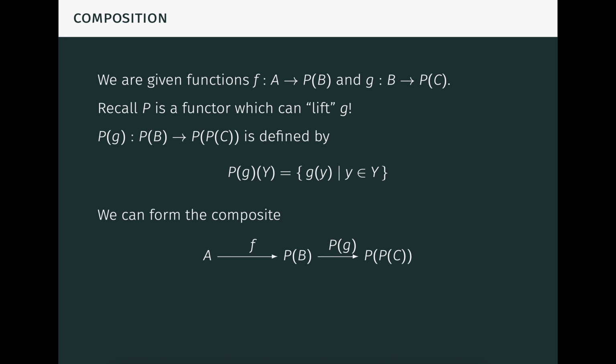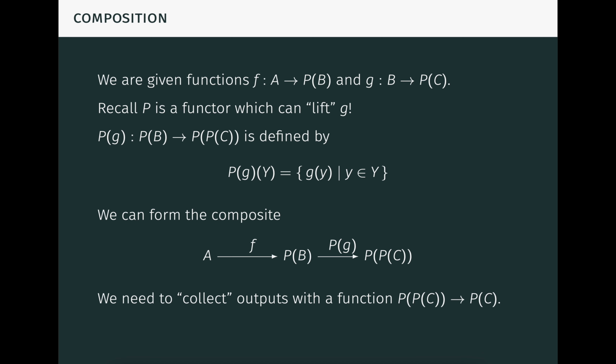We can form the composite of f with P of g as seen here. Let's think about how this composite works. For each input x in A, f produces a set of possible output values. And for each of those output values, P of g produces a set of possible output values. So the composite produces a set of sets of possible output values.